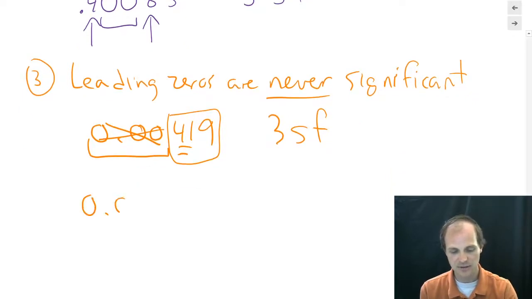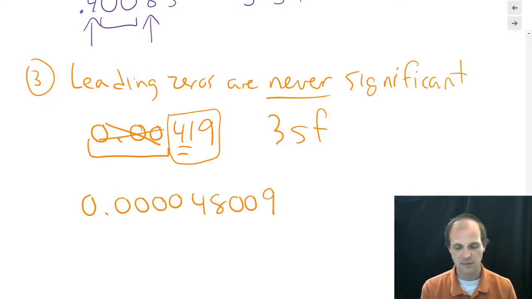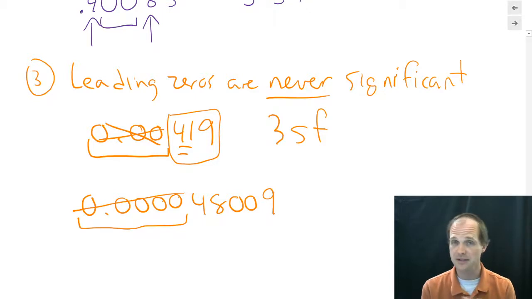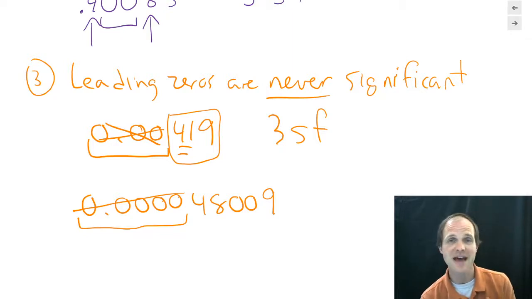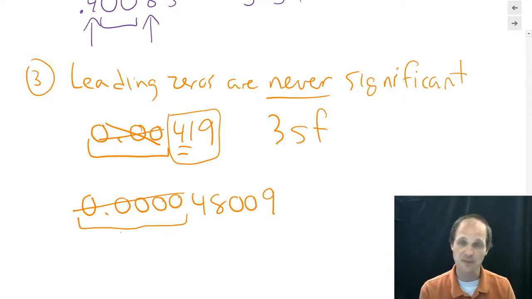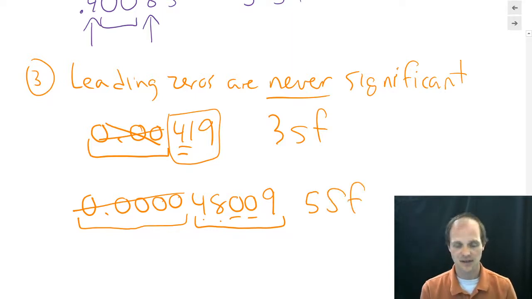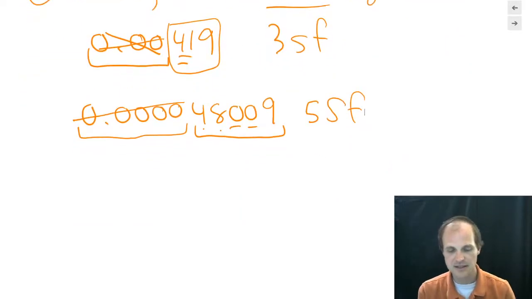We can combine that with other rules and get 0.000048009. All these leading zeros are insignificant. Important, you've got to write them there. They're part of the number. But when I'm counting significant figures, I don't count them. No one measured this guy to be 0. They measured the 4, and I need a really small 4. How you get a really small 4 is by putting a bunch of zeros before it. But all of these ones are significant. We've got non-zero digits. We've got sandwiched zeros. And so we have here a total of 5 significant figures. So leading zeros, never significant.